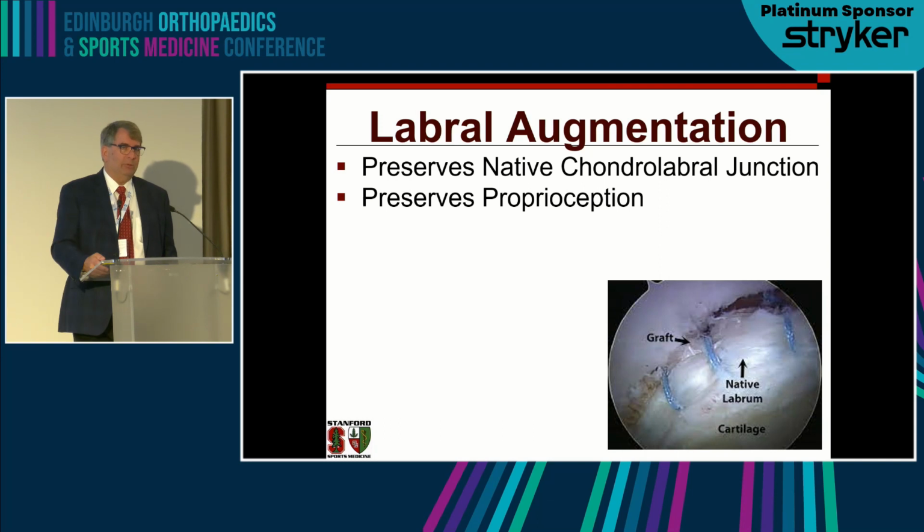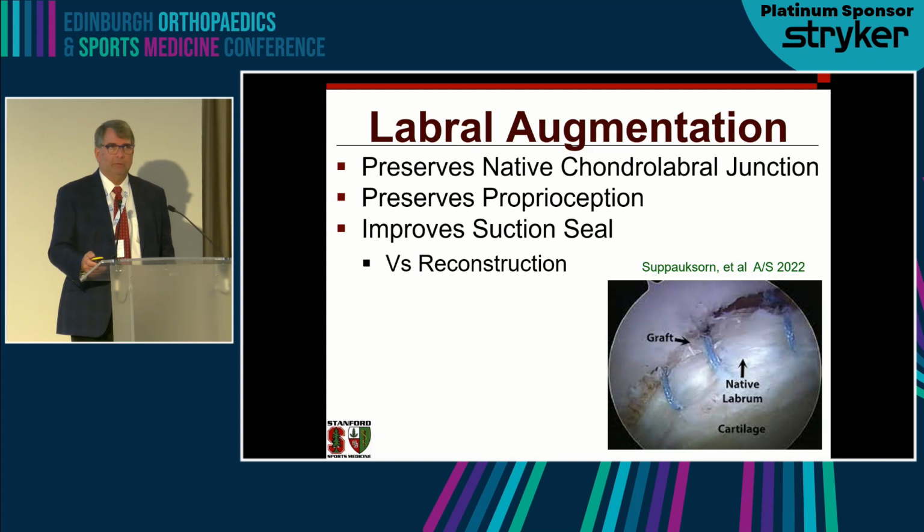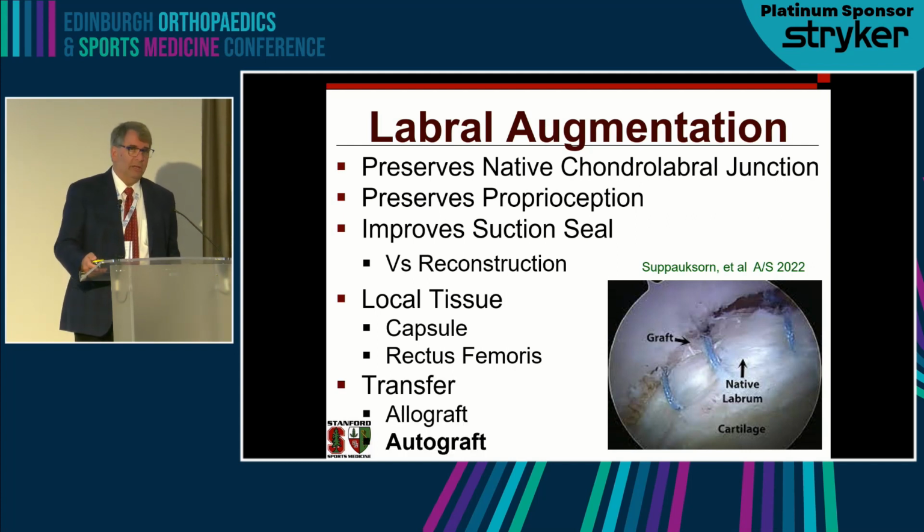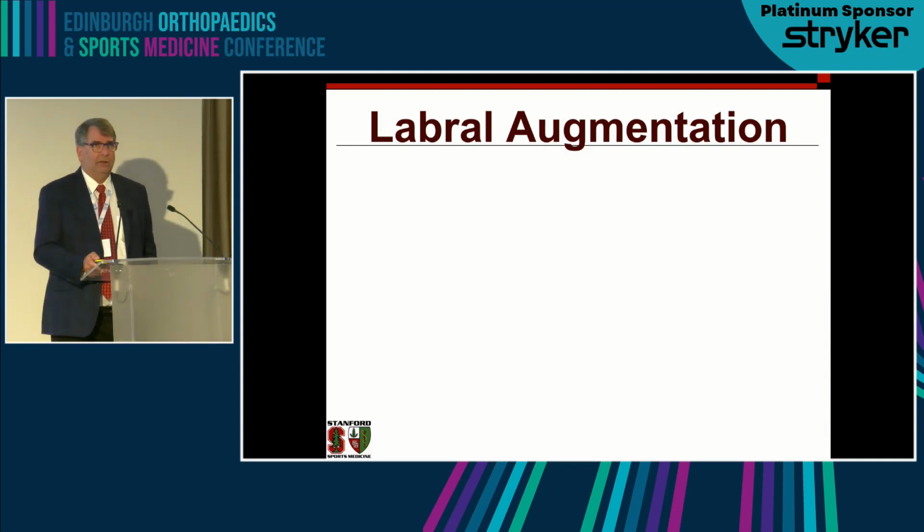They figure that if you keep the normal labrum intact, then you're maintaining a normal chondrolabral junction, so that helps prevent the fluid from leaking out from the articular cartilage. You're preserving proprioceptive mechanoreceptors. It can improve the suction seal, and it's been shown in the lab that compared to reconstruction, it's actually better than reconstruction at maintaining the suction seal. You can use local tissues. Some use capsule, some use rectus femoris. I tend to use a graft, particularly an allograft.